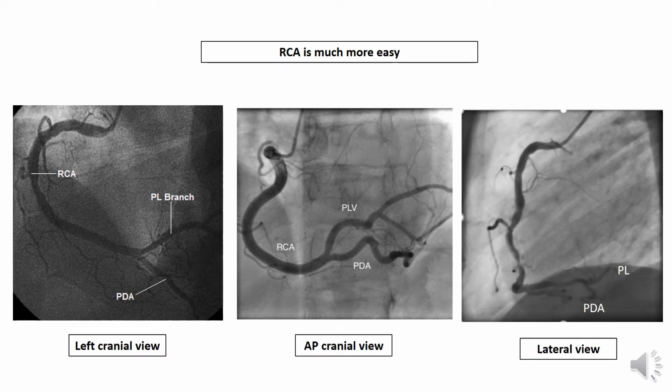This view is valuable when we are troubled about which is the posterolateral branch, which is the PDA branch, or which is the RV branch. In this view, the RV branch runs anteriorly to supply the right ventricle, so it is the anterior one, and the terminal branch that runs horizontally in the AV groove is the posterolateral one, while the descending one is the posterior descending artery.